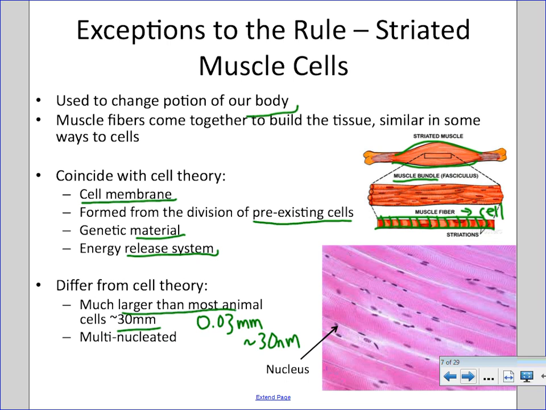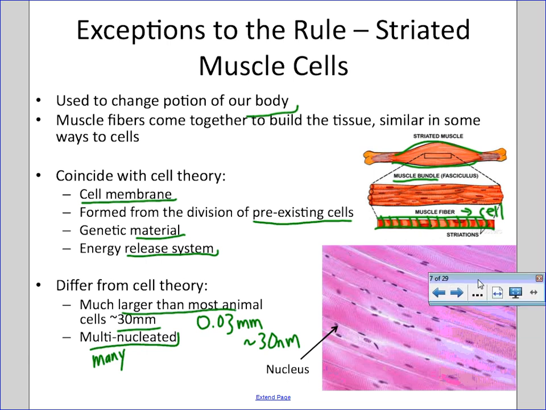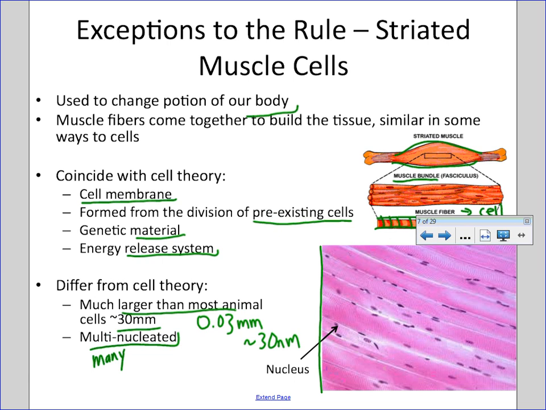Striated muscle cells are also multinucleated, meaning that they have many nuclei, whereas a typical cell would only have one nucleus. If you have a look at the purple picture here, outlined in green is one muscle fiber, or one muscle cell. And the little purple dots here are the nuclei. So you can see that within this one cell, there are many nuclei, whereas a typical cell would only have one.